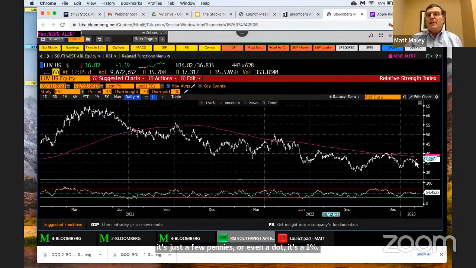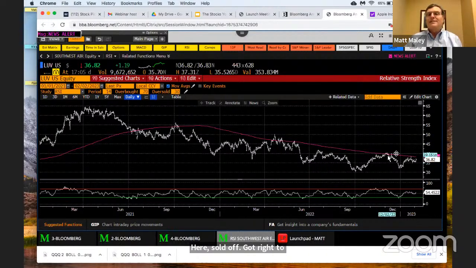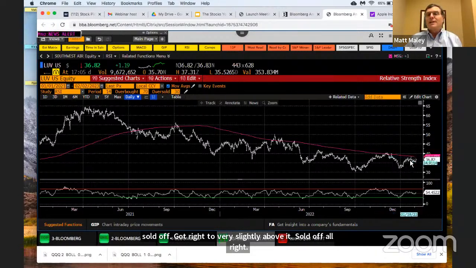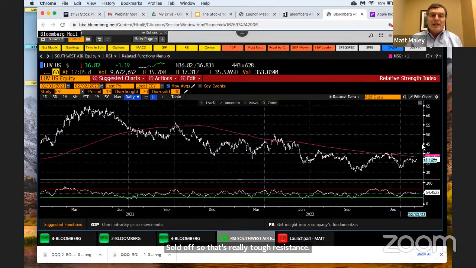And look how this purple line, the 200-day moving average, it got slightly above it back in the end of 2021, sold off. Slightly above it here, sold off. Got right to it, very slightly above it, sold off. Got right here, same thing, very slightly above it, sold off. Got right to it, sold off. So that's really tough resistance. However, if it can finally break above that line, that's going to be really bullish. Can that happen? Well, the odds are getting better that it will.